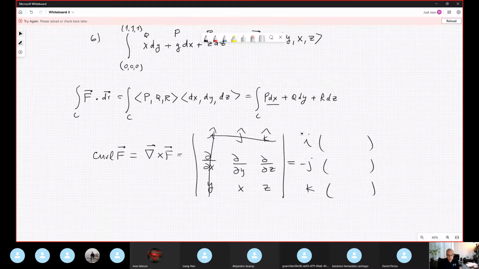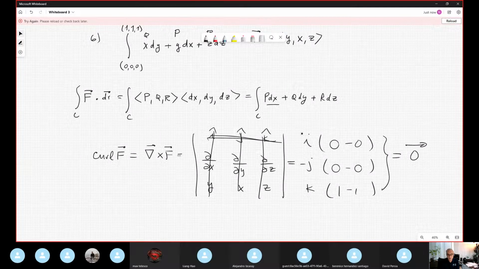And now let's do this. Partial derivative of this with respect to y is 0, partial derivative of this with respect to z is 0, 0 minus 0. Here, partial derivative of this with respect to x is 0, not depending on x, not depending on y. And finally, this part depends on this. Partial of x with respect to x is 1, and partial of y with respect to y is 1. 1 minus 1 is 0. The 3 components are 0. Now the curl is equal to the 0 vector. Now it is conservative, and you can find the potential function.